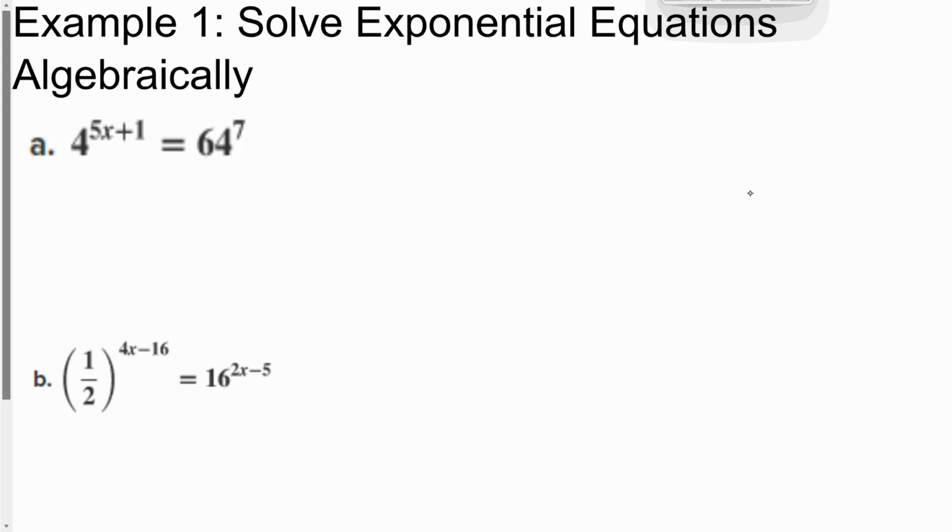Example 1 for section 2 of chapter 5. We're solving exponential equations algebraically. So the trick with this is identifying our base and rewriting it as the same exact number.